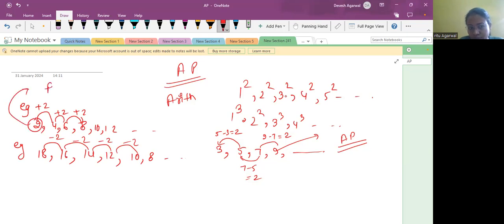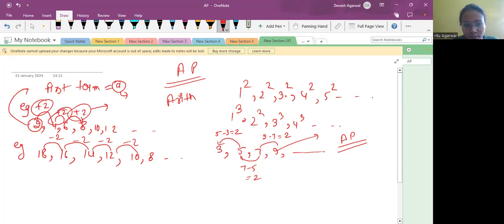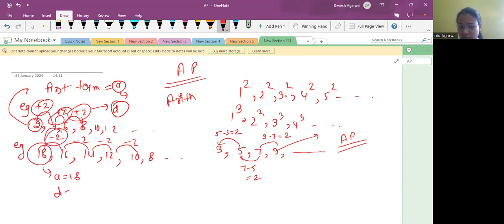This is called the first term of an AP, right? When we are writing an AP or a series, we start with the first term. It is denoted by A as the first term of an AP, and this difference is called the common difference, denoted by a small d. Similarly, here the first term A equals 18, and the common difference is minus 2, that is, d equals minus 2.